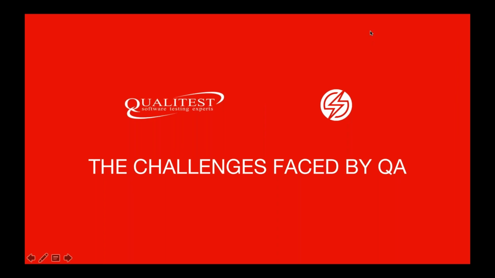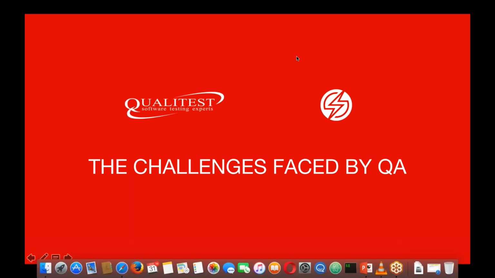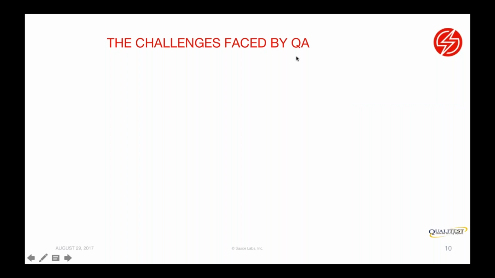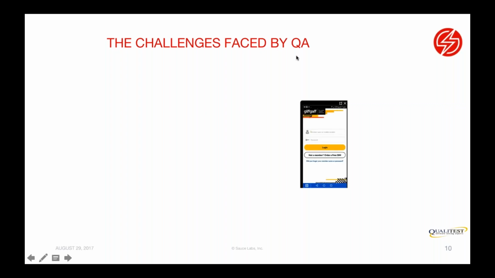Hi everyone, thanks Asaf. I will start with the challenges faced by the QA team. I'm in a company that develops an app. I am from QA and want to test it. I don't want to only test it manually. I also want to create a set of automation tests, such as regression tests, that will run after every build and before any release.